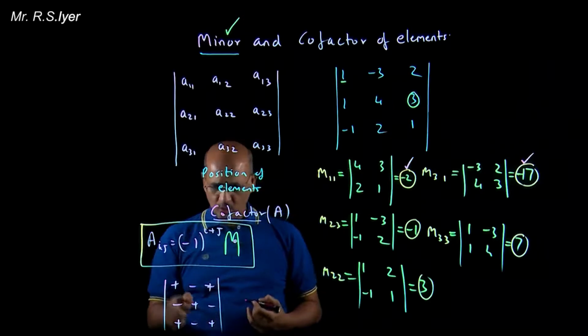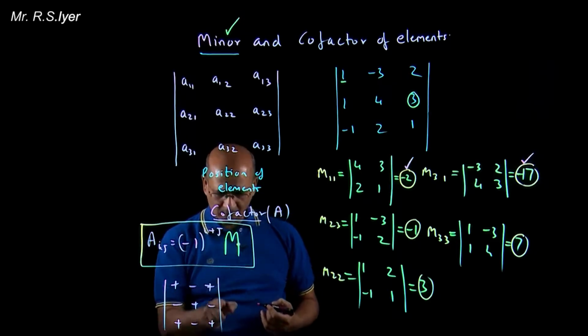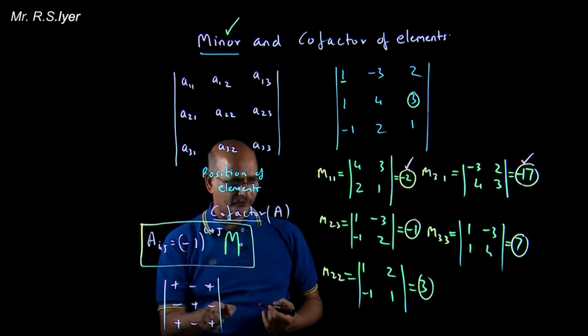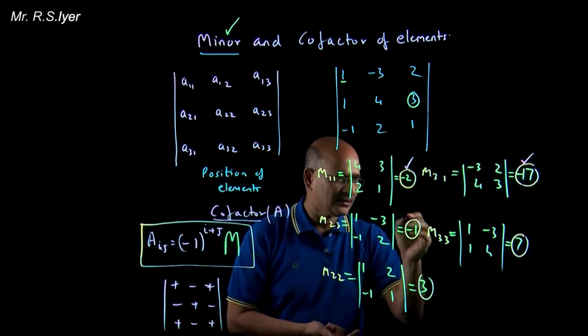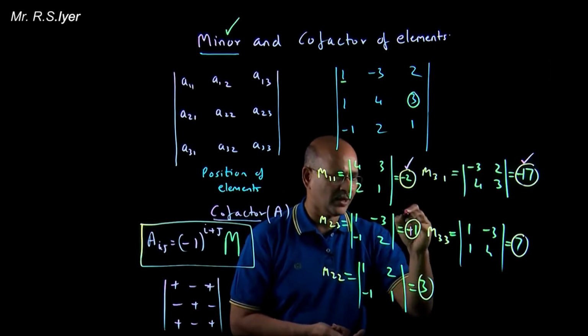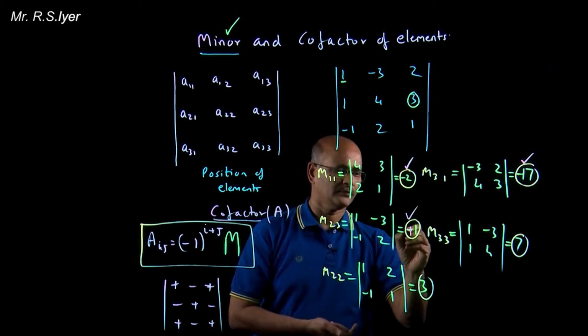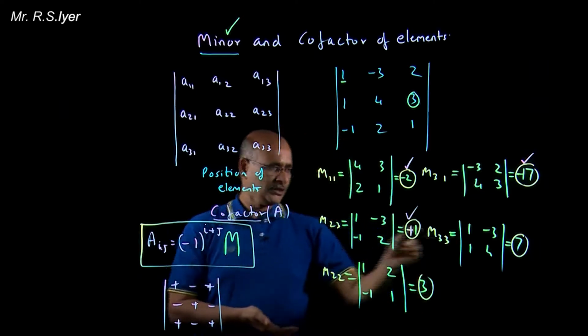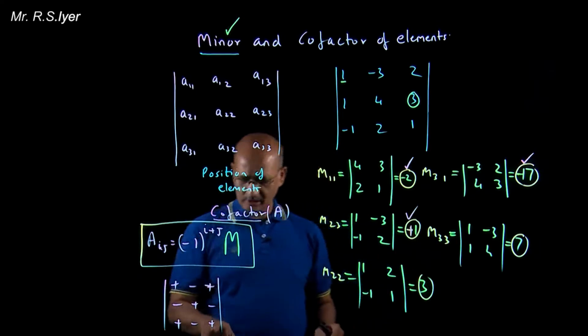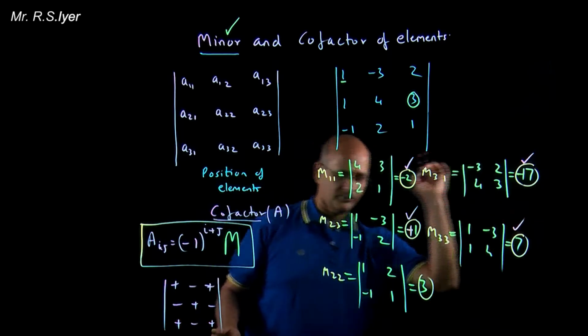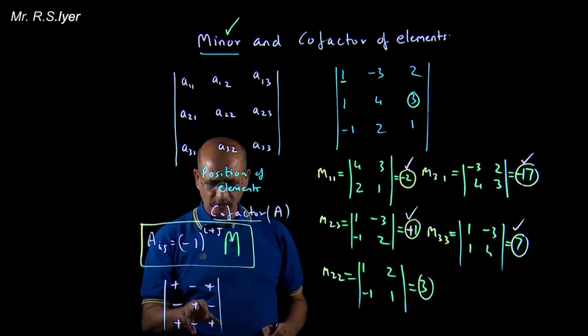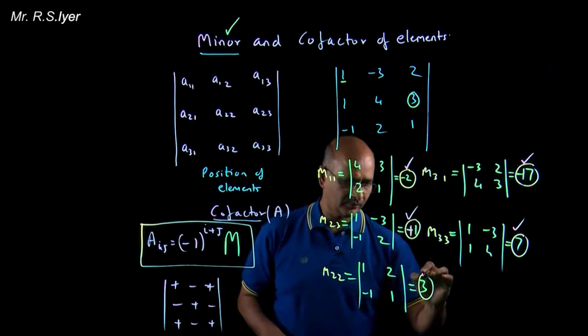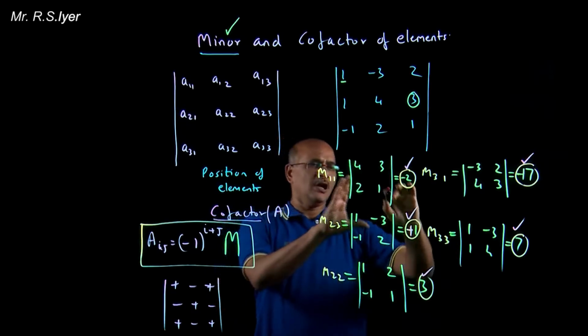2, 3. 2, 3 is second row, third column. There is a minus sign. So, minus of minus will become plus 1. That will become the cofactor. 3, 3. 3, 3 is there, plus, same thing. 2, 2. 2, 2 is here, plus, same thing. So, the cofactor is to the minor.